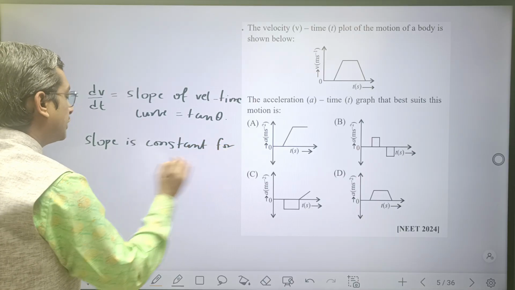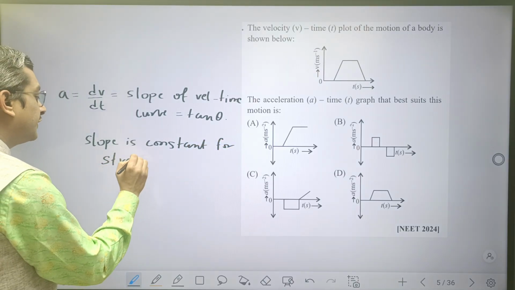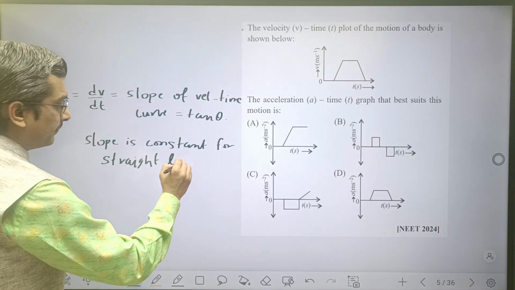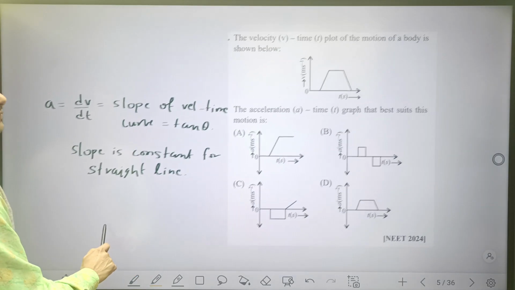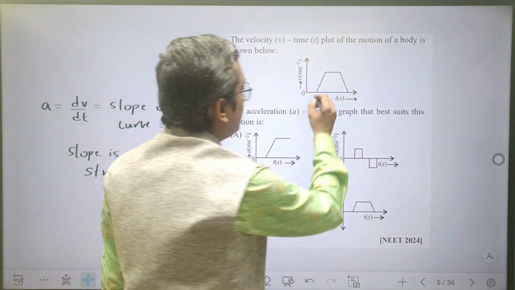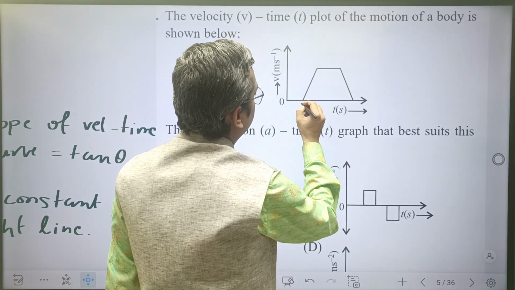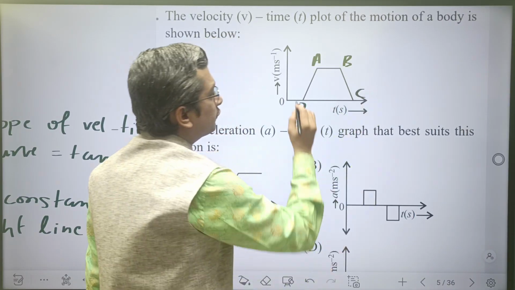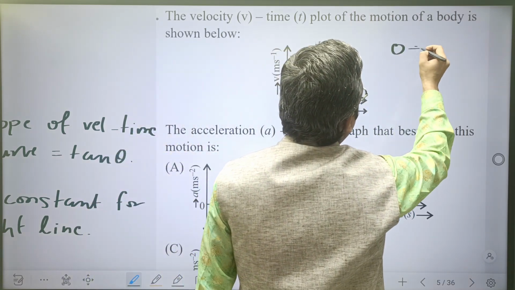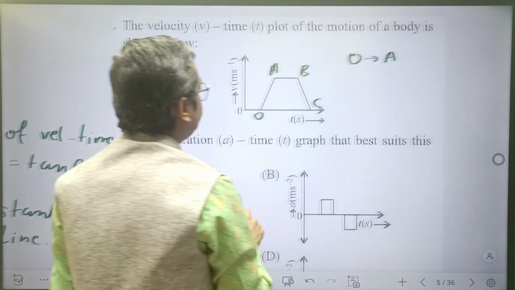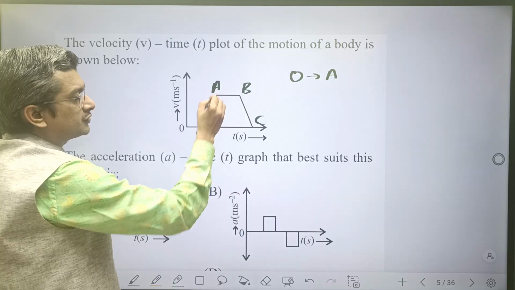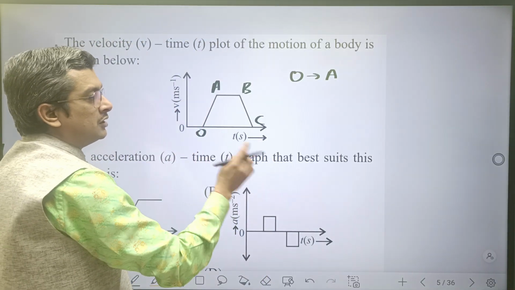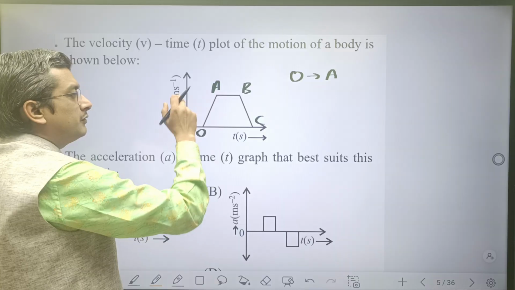Slope is constant for a straight line, because for a straight line theta is the same everywhere, so the slope will be the same, isn't it? So observe this carefully. Suppose I name this region as O, A, B and C. From O to A, the slope is constant because this is a straight line. Since this is velocity and this is time, the slope of the velocity time curve is constant.